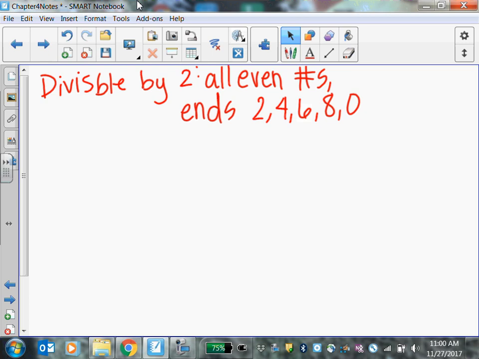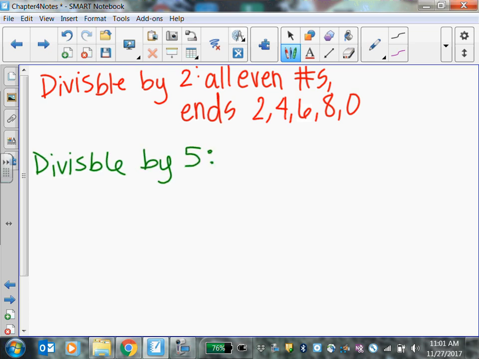All right, let's go on to 5. Let's go on to the next easiest one. Open up the flap with the 5. Someone tell me, how do I know something's divisible by 5? 5 or 0. Yeah. You don't have to write divisible by if you don't want to, because you already know you're in the 5 slot. It's divisible by 5 if it ends in a 5 or 0.